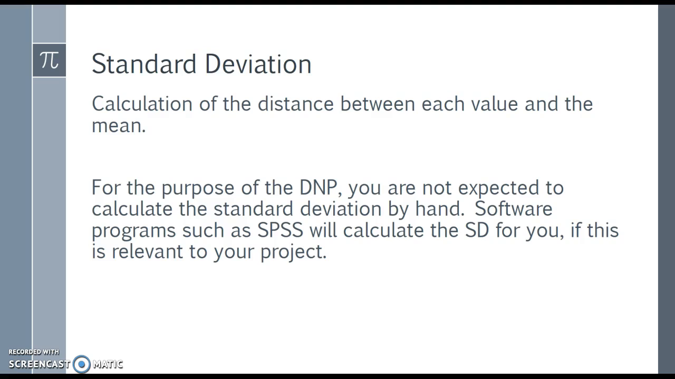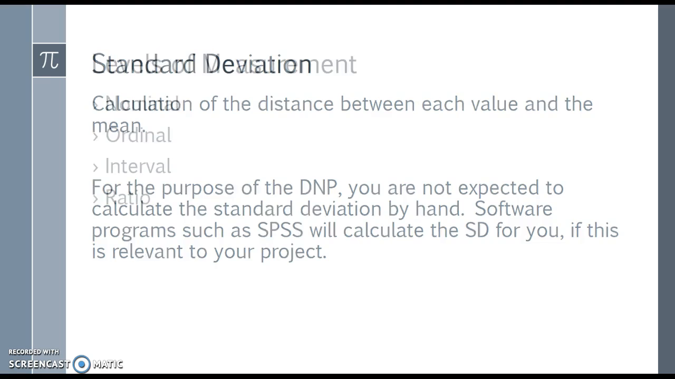Now the standard deviation is calculated by the distance between each value and the mean. Standard deviation is typically calculated using a software program such as SPSS. For the purpose of the DNP project, we're not expecting you to calculate standard deviation by hand. That would require a higher level of statistics. But if your study requires you to report the standard deviation, you can use a software program such as SPSS.